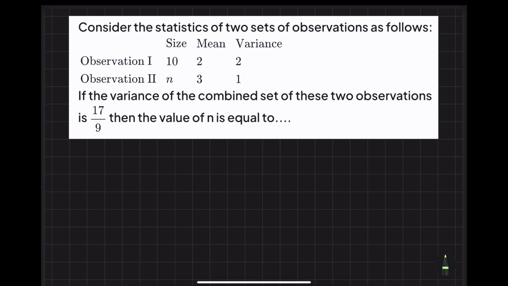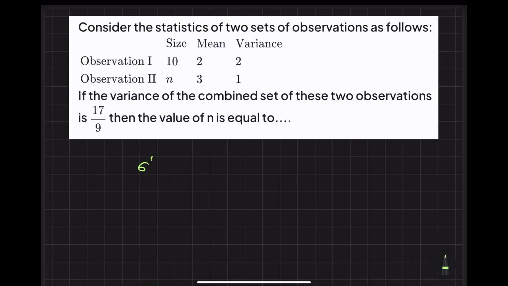So, we got a wholesome new problem which says: consider the statistics of two sets of observation as follows. The observation is this, size is given. If the variance of the combined set of two observations is 17 by 9, then the value of n is. Okay, so first we will write down the formula.